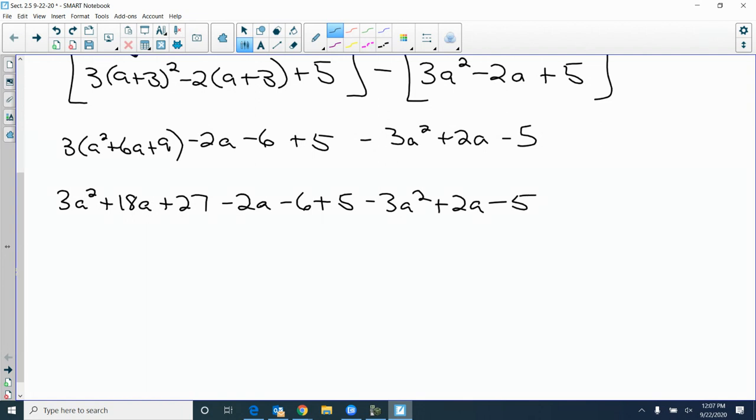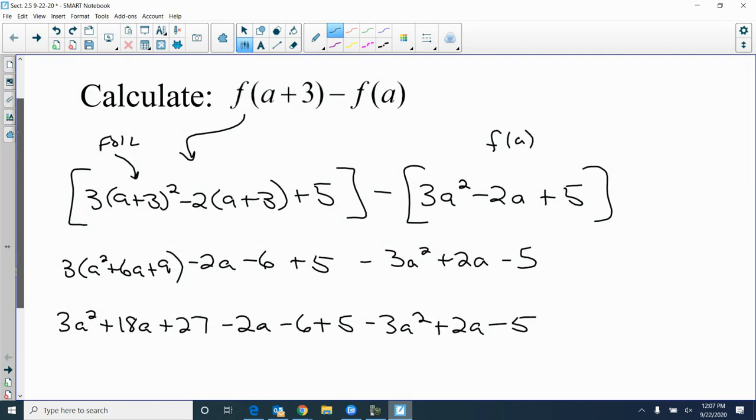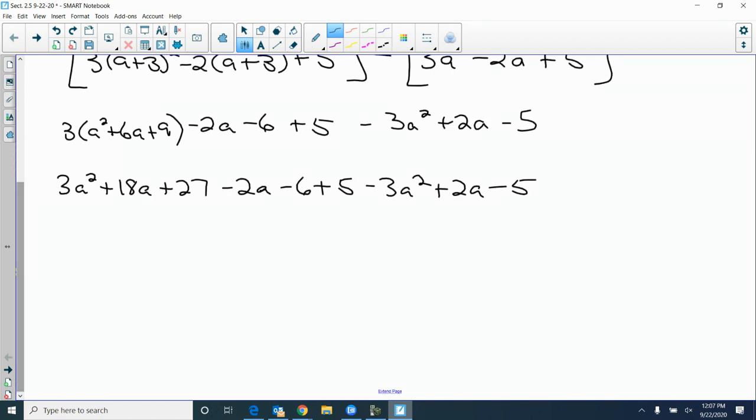Now it's just combining like terms. What does it say? Calculate? It doesn't say solve, so don't throw in an equal sign. Just simplify, combine like terms. We got 3a squared minus 3a squared, 0. 18a minus 2a is 16a, plus 2a, 18a. 27 minus 6 is 21, plus 5 is 26, minus 5 is back to 21. So that's how we get 18a plus 21.